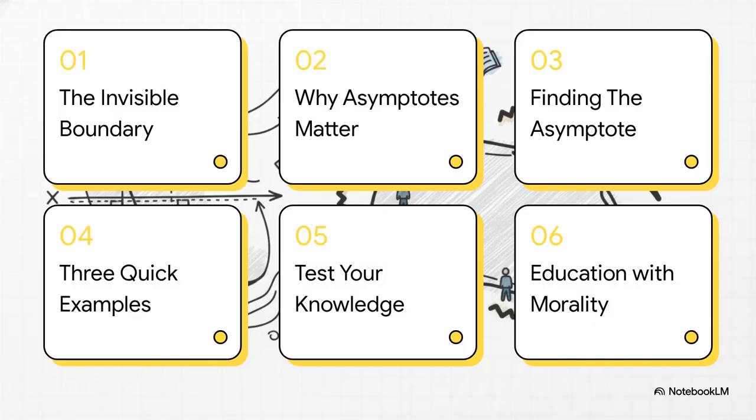Okay, let's dive straight into this. Here is a quick roadmap of what we'll be covering today. First, the invisible boundary. Then, why asymptotes matter. Next, finding the asymptote, followed by 3 quick examples. After that, we'll test your knowledge, and finally wrap things up with education with morality.